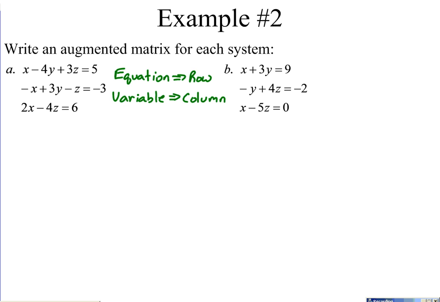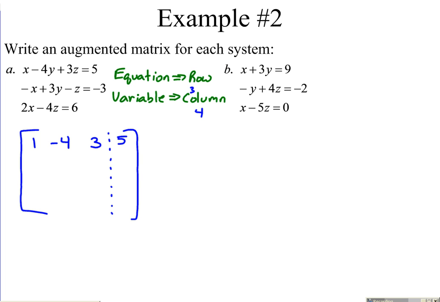So looking at this matrix here, there's X, Y, Z, and a constant. That tells me that there are going to be 4 columns. There's 1, 2, 3 equations, which tells us there's going to be 3 rows. So our first row is the coefficients in order from left to right. So 1, -4, 3, and then we put a dotted line to show where the equal sign is, and the constant goes on the other side.